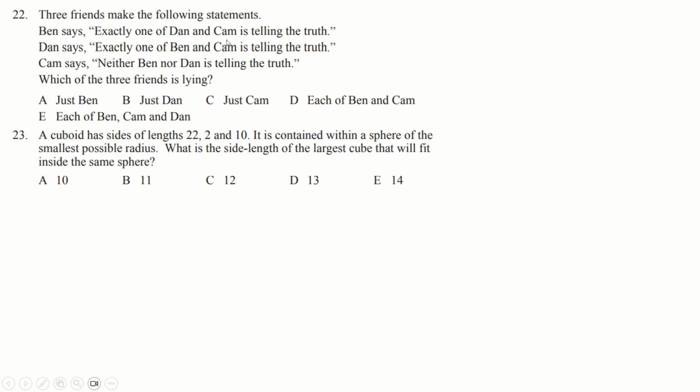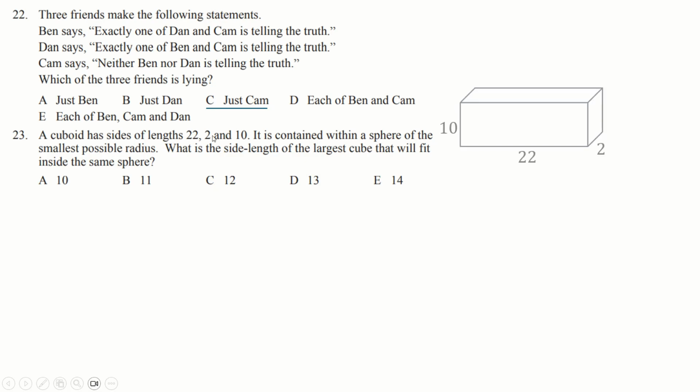So they both are telling us that Cam is lying. So Cam is lying, because Dan and Ben, we say, are both telling the truth. So I think Cam is lying, and that's absolutely fine. And we'll underline C, and we'll move on immediately. So the first thing we tried worked.